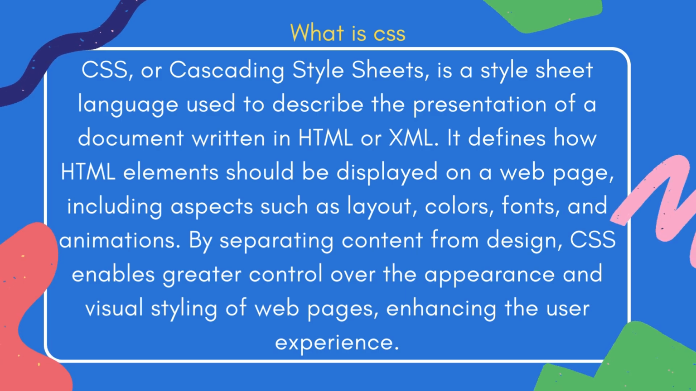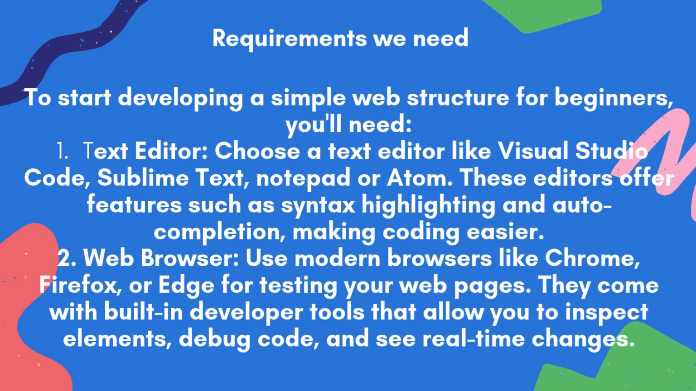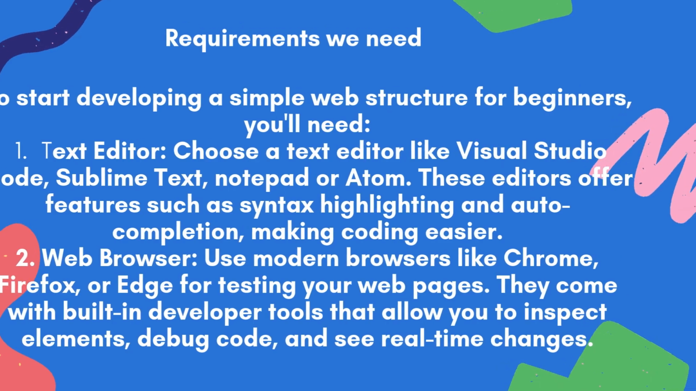Requirements we need to start developing a simple web structure for beginners. You'll need: 1. Text editor. Choose a text editor like Visual Studio Code, Sublime Text, or Atom. These editors offer features such as syntax highlighting and auto-completion, making coding easier. 2. Web browser. Use modern browsers like Chrome, Firefox, or Edge for testing your web pages. They come with built-in developer tools that allow you to inspect elements, debug code, and see real-time changes.